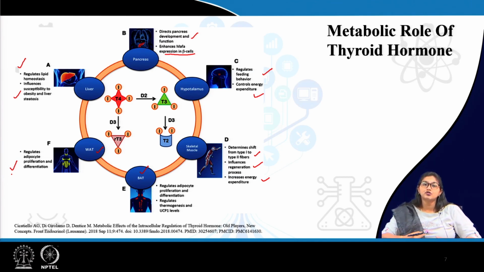Remember, in brown adipose tissue there are different uncoupling proteins like thermogenin, which causes heat dissipation. So, this heat production or thermogenesis in brown adipose tissue is quite well regulated by thyroid hormone. So, these are the versatile metabolic roles of thyroid hormone, which are imparted in different tissues in our body.